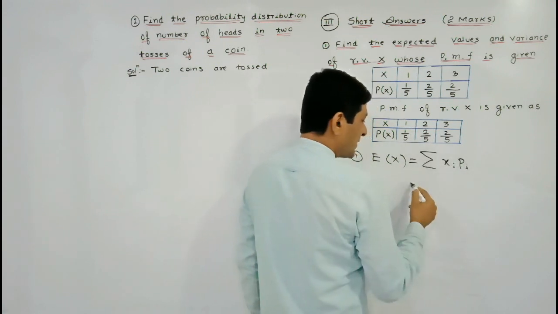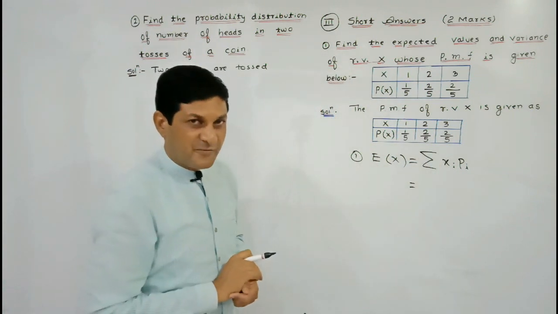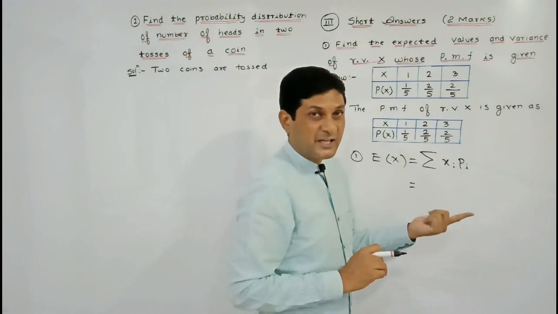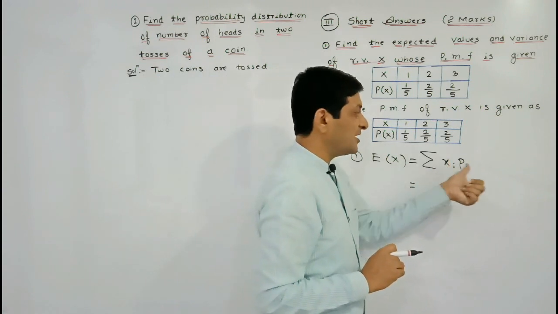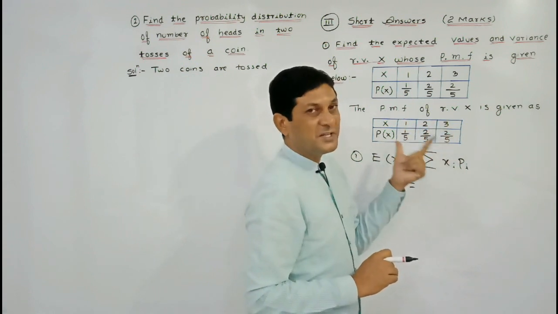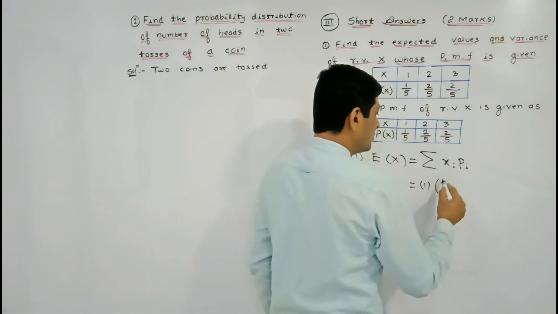So applying this formula we are able to find the value of E of x, which means we have to take the sum of the product, that is the multiplication of the random variable and its probability. So the random variable and its probability, 3 such cases are given. In the first case what will we get? 1 into 1 by 5.